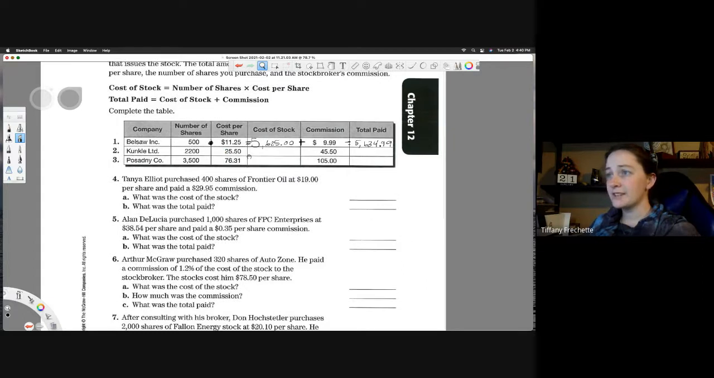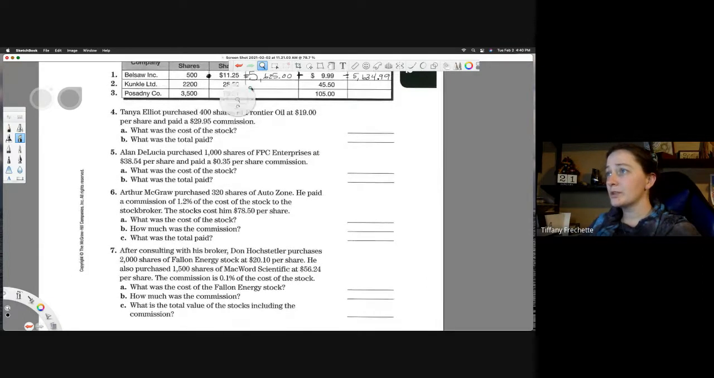It's going to be very similar calculations to what we just did. They're just giving us a little more context. So Tanya Elliott purchased 400 shares of Frontier Oil for $19 per share, and she paid $29 commission.